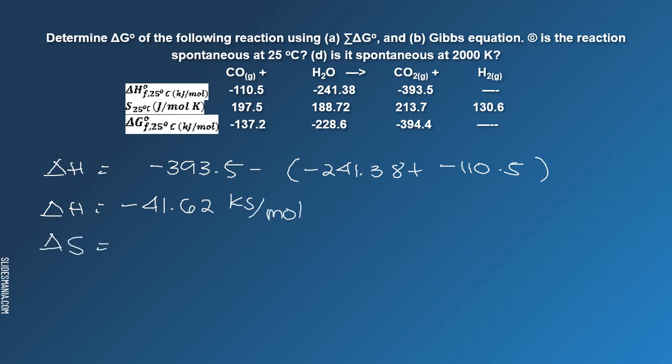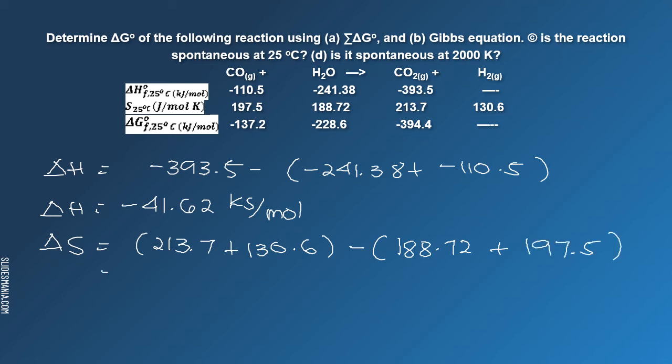How about our delta S? So we have 213.7 plus 130.6 minus 188.72 plus 197.5. What is our delta S? Our delta S is negative 41.92 joules per mole Kelvin. We have to take note that our equation is delta G is equal to delta H minus T delta S. We now have our prerequisites.